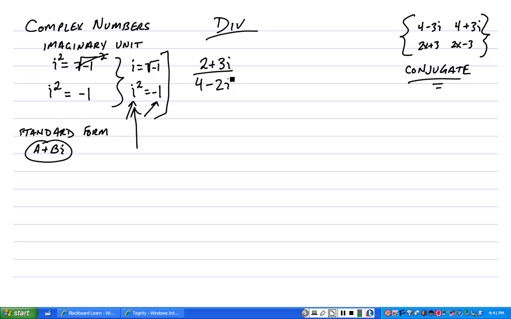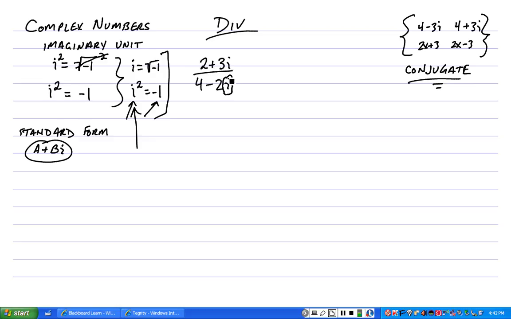Alright, so once again, our issue, this is division, something over something. Looks like a fraction, right? Something over something, that means division. And we have an i in the denominator. And we're saying we don't want that. We want to try to get rid of that i in the denominator.